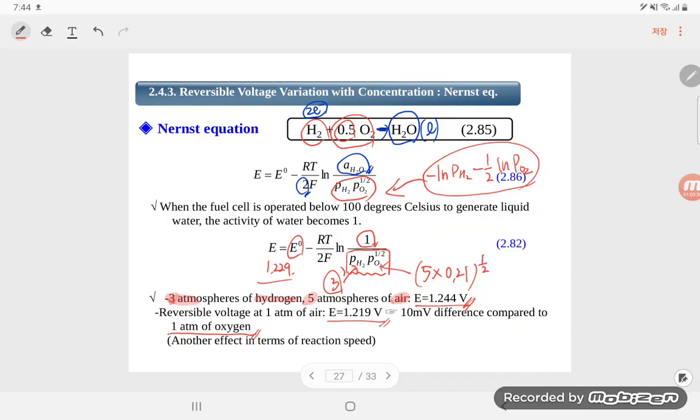But actually, if you change from air to oxygen, then in the real experiment there is a really huge difference. That is related to the reaction rate, not the reversible voltage. Now we just consider the reversible voltage, not related to the reaction rate until now. And there is another effect in terms of reaction rate.